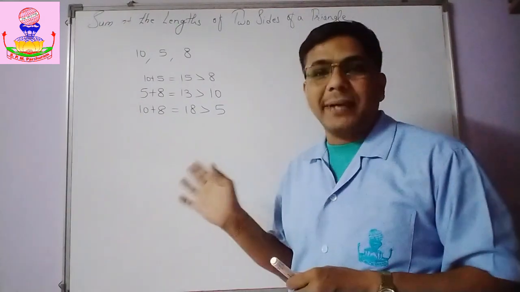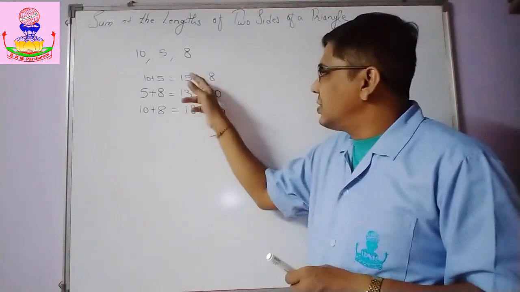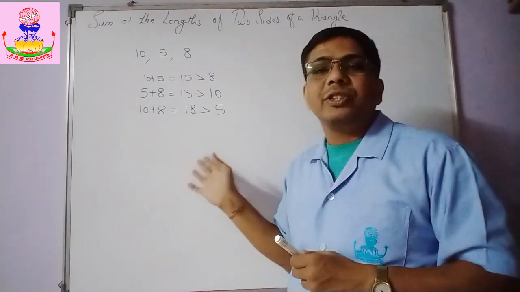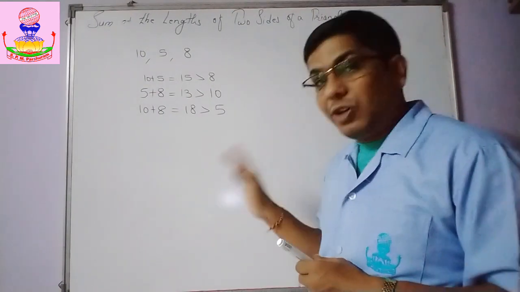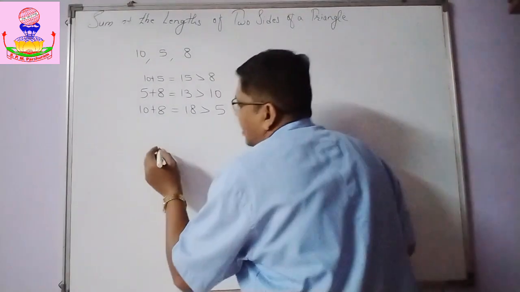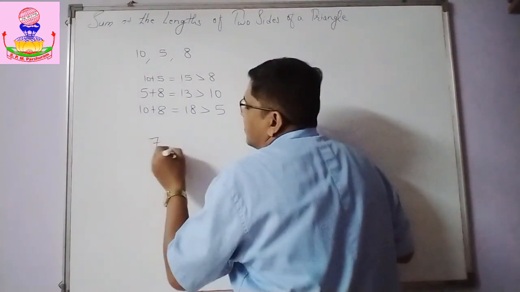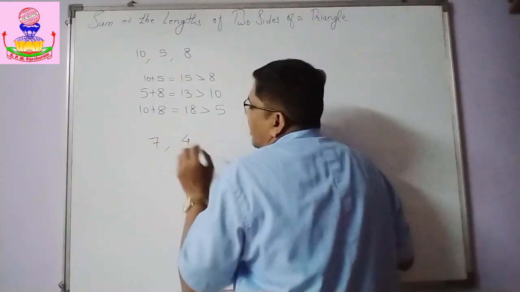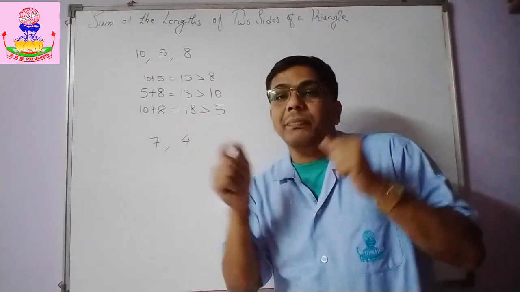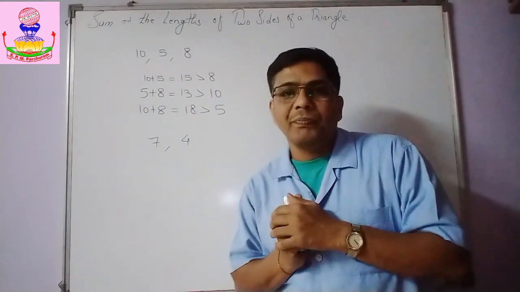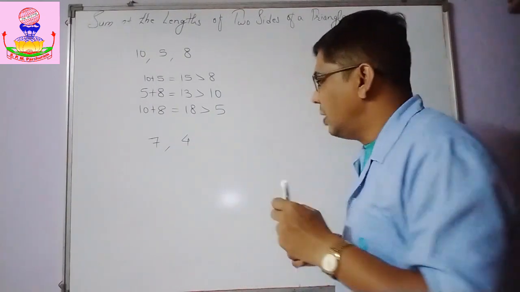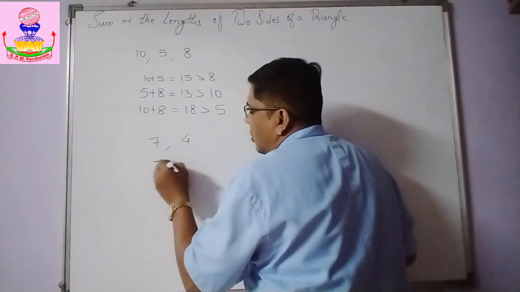So here I can construct the triangle, because in each case I find that the sum of the two lengths is greater than the third side, and hence it is possible to construct the triangle. If it does not come, then we cannot construct. Now suppose it is given like this: 7, 4, these are the two sides, and you have to find within which numbers the length of the third side falls, so that you can construct the triangle. So first, by the first property, find out the sum of the two sides.